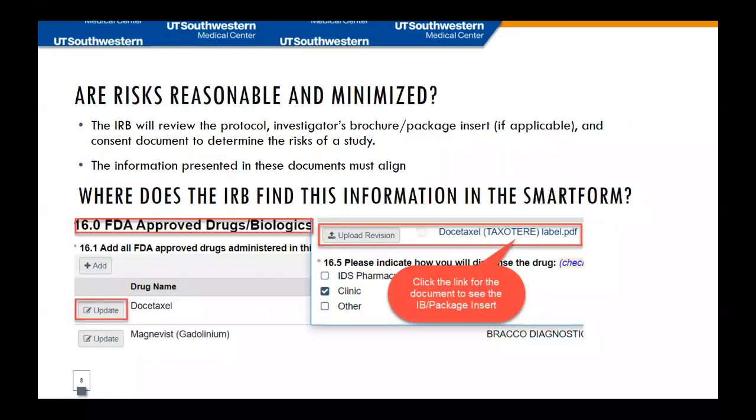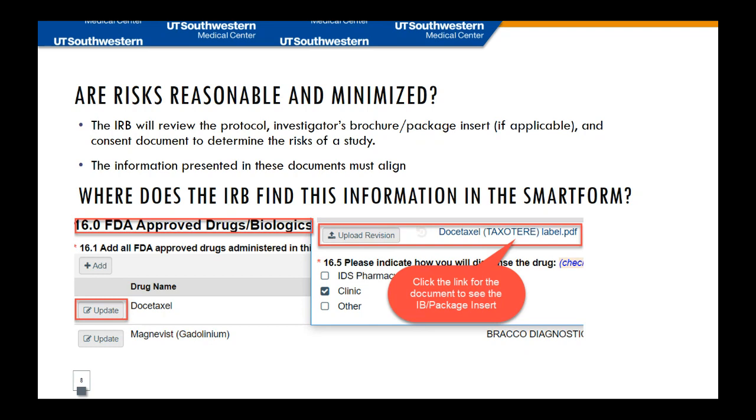Number one, are risks reasonable and minimized? The IRB will review the protocol, the investigator's brochure and package insert, those are only if applicable, and the consent document to determine the risk of a study. The information presented in all of these documents must align. So where do we find this information in the SMART form? Well, one way that we find it is through the investigator's brochure. I've given an example here in section 16. Again, like I said, we find it also in the protocol and the consent document.